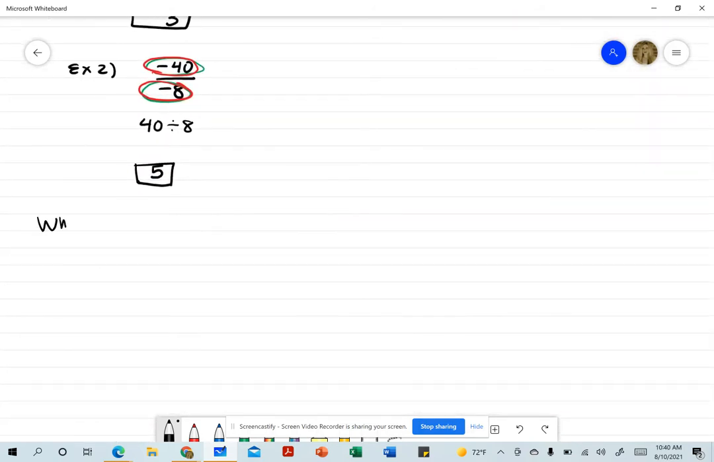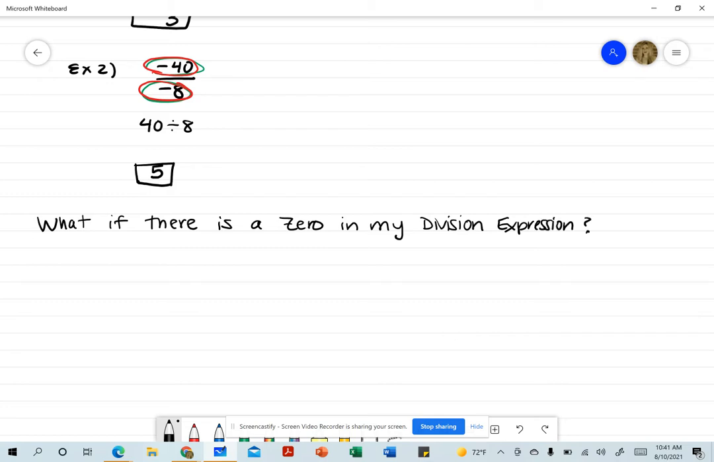And the new subheading or question is, what if there is a 0 in my division expression? So what if there's a 0 in my division expression? Well, half the time, that means your answer is 0, and half the time, it doesn't work. So let's figure out which is which.